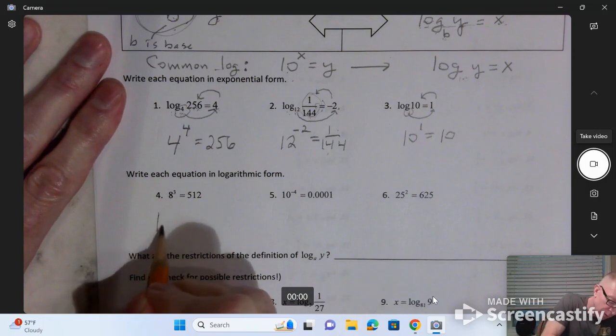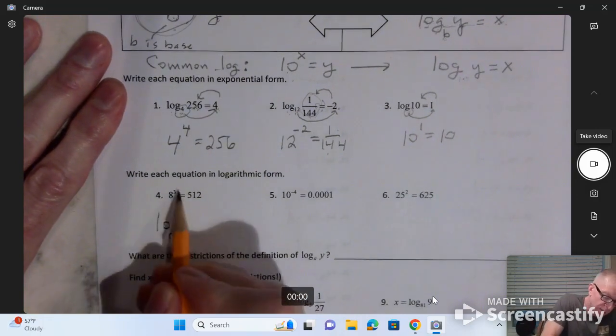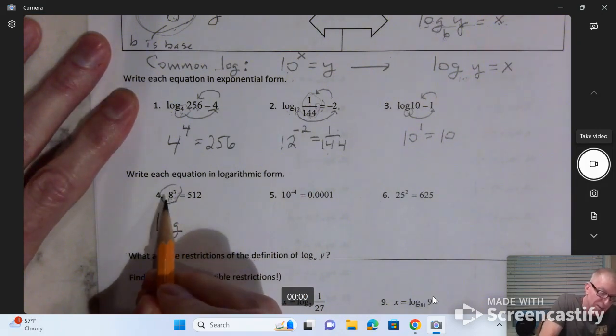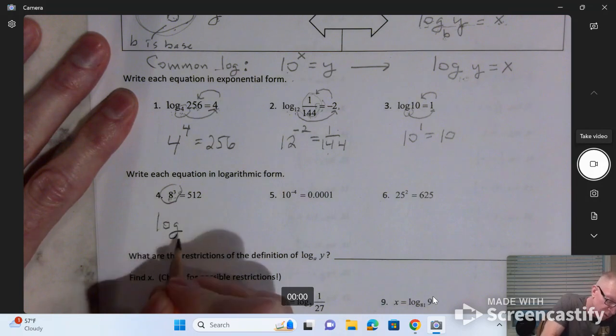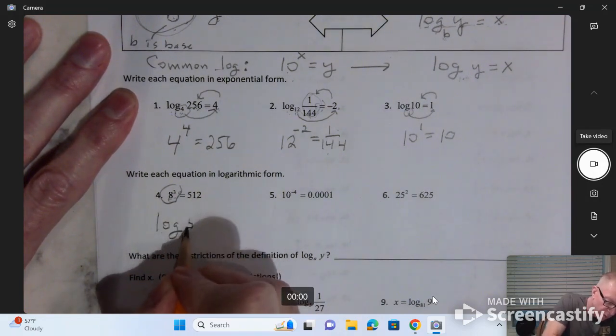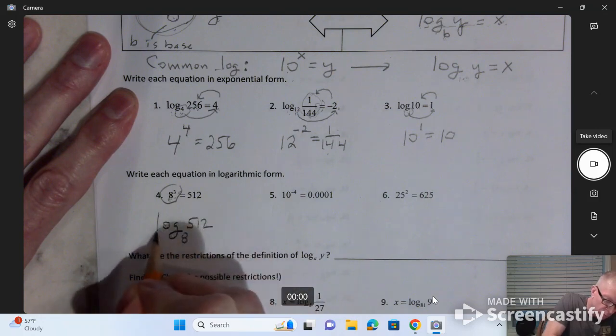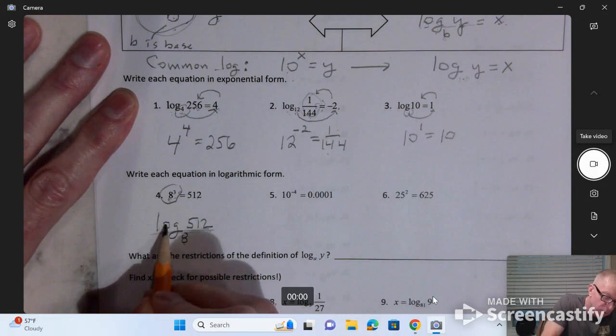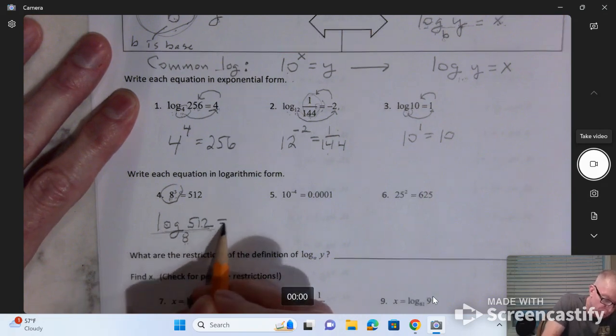So log form, we're always going to write log. This is my power. The base is 8, the exponent is 3. So my base of my log expression is going to be the base of the exponential expression. So log base 8, that goes down below, of 512. So 512 goes right next to the word log as if there were a line there. The 8 goes down below. Log base 8 of 512 equals 3.